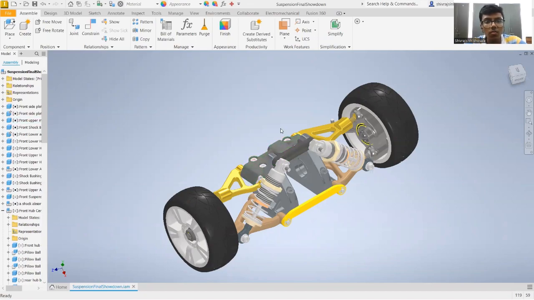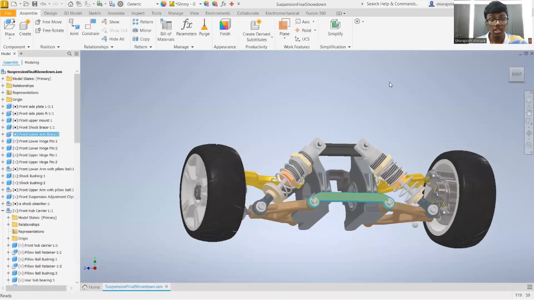So what's the function of the front shock brace? Basically, it helps reduce flex and torsion in the front suspension system. Thus, by reducing the chassis flex, it allows the suspension components such as shocks and struts to work more effectively and efficiently. So this modeled front shock brace leads to improved traction, reduced body roll, and enhanced responsiveness during cornering and other maneuvers in our suspension system.